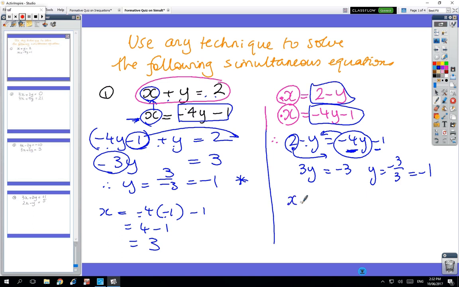And then we just use one of the equations. I'll use that equation because that looks a lot simpler. x equals 2 minus y, equals 2 minus minus 1, equals 3. Okay, so let's move on. We'll go to another 3 pages.